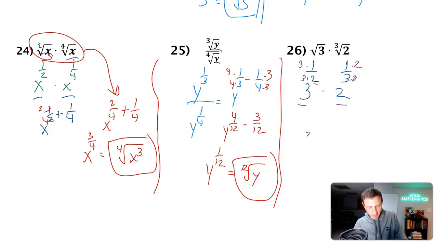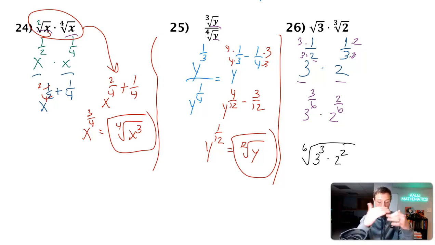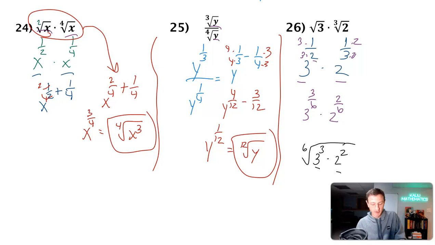So then I'd get 3 to the 3 over 6 times 2 to the 2 over 6. Now I have an idea here where they're both over 6. So I could put these both underneath a 6th root. This would be 3 to the 3rd times 2 to the 2nd power. See that? Both denominators are 6. So that means they're both underneath that same radical. So the 6th root of 3 to the 3rd times 2 to the 2nd. Now I can just take 3 to the 3rd, multiply by 2 to the 2nd. So 3 to the 3rd is 27 times 4, which is 108. So I'm going to take the 6th root of 108.